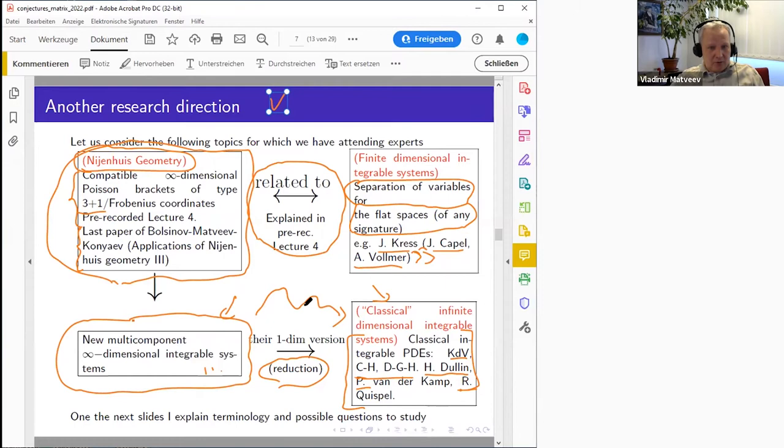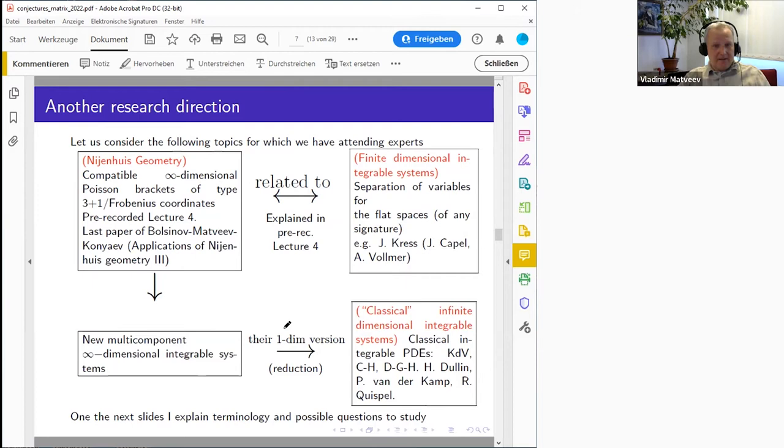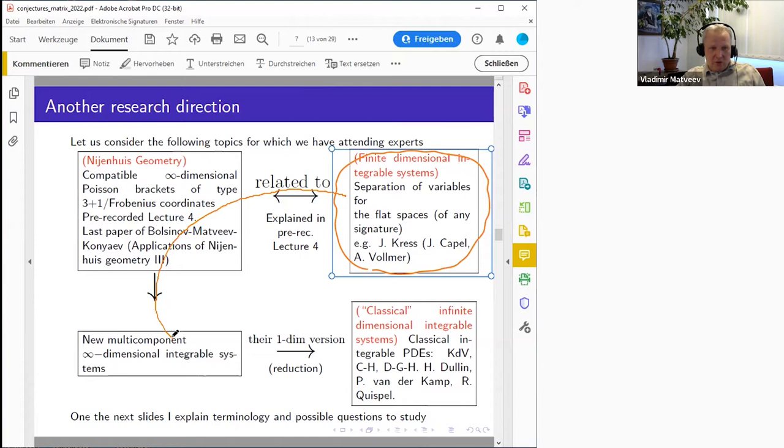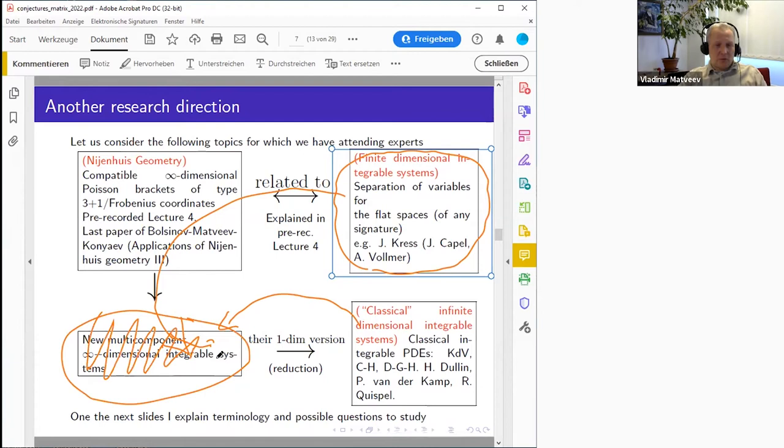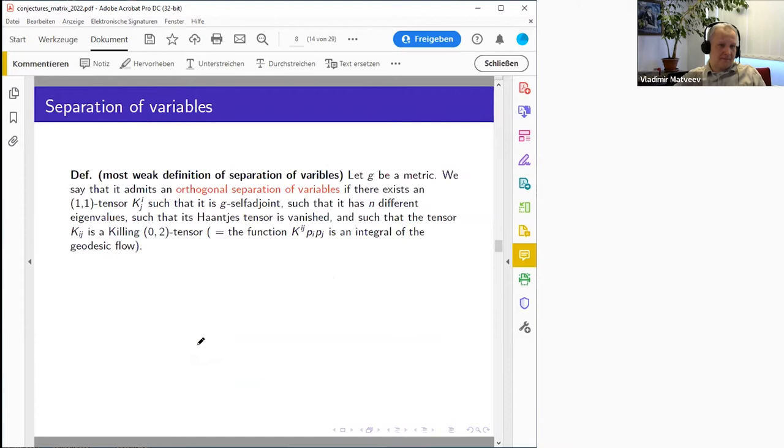So this is the diagram related to the other research direction. Yeah. So I will explain terminology and possible questions to study, and let me just tell that the idea is to use expertise in finite dimensional integrable systems through Nijenhuis geometry and combine it with the expertise in classical infinite dimensional systems to understand whether it makes sense. For example, whether a new multicomponent system, whether one can study it, and whether it deserves to be studied. So let me introduce the terminology, which was possibly not introduced before.